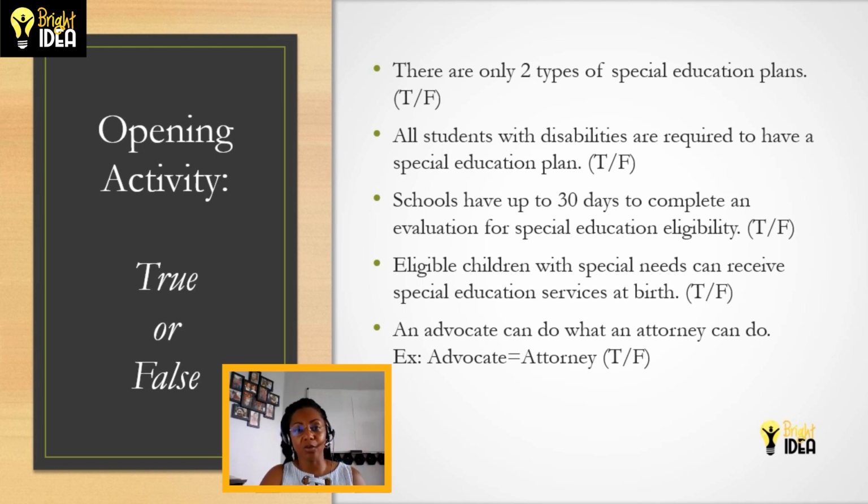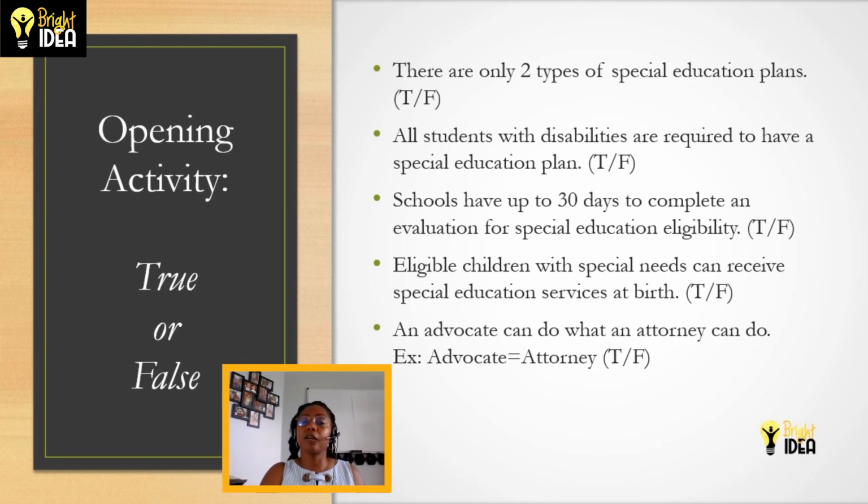There's more than 2 types of special education plans, and we'll talk more about that as you get deeper into the training. Statement 2: all students with disabilities are required to have a special education plan. Is that true or false? The answer to that is false. There are so many students being served in the education system who have disabilities that really don't need a plan. Students with disabilities are not required to have a plan unless their disability is keeping them from accessing education the way a student would if they didn't have a disability. So the answer to that is false.